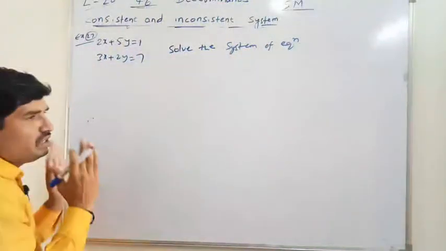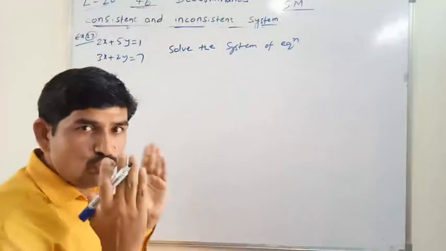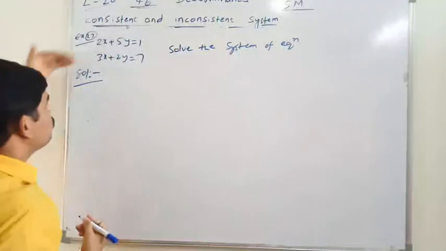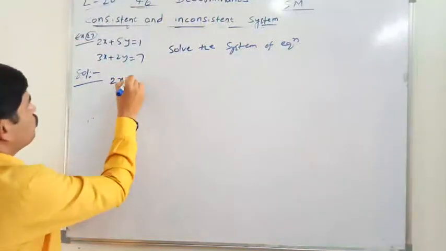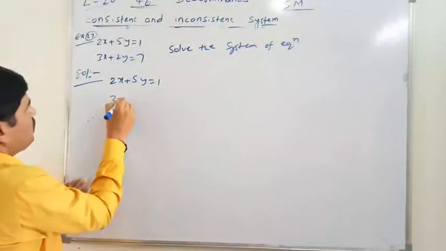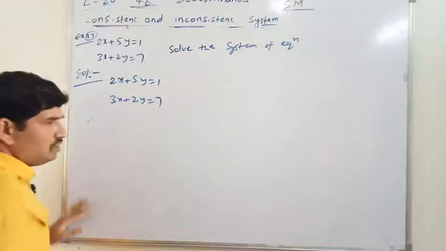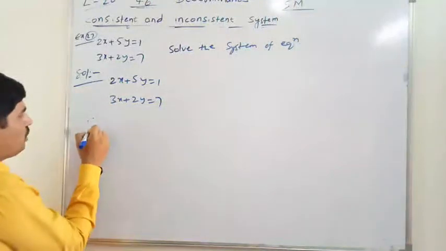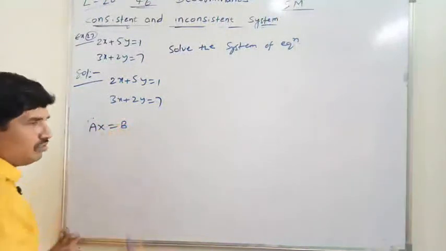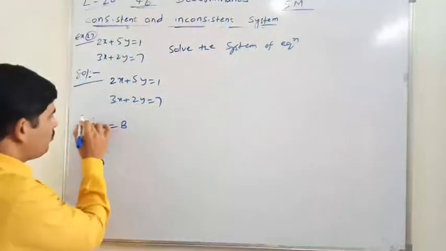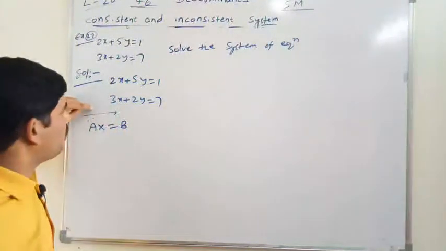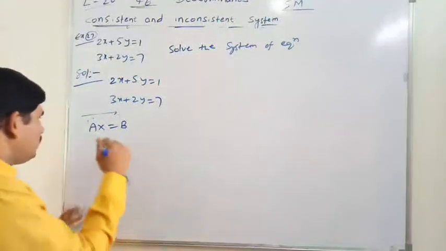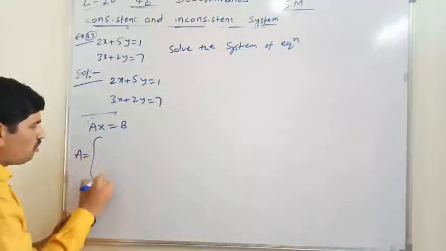First we have to take these system of equations, in 2 variables only. So first I will start the solution for this. First we are taking these equations here in the solutions, 3x plus 2y is equal to 7. After this, first we write AX is equal to B, okay? We can write the system of equations in the form of AX is equal to B, like that. Then what is A? Just now I told how to write the A.